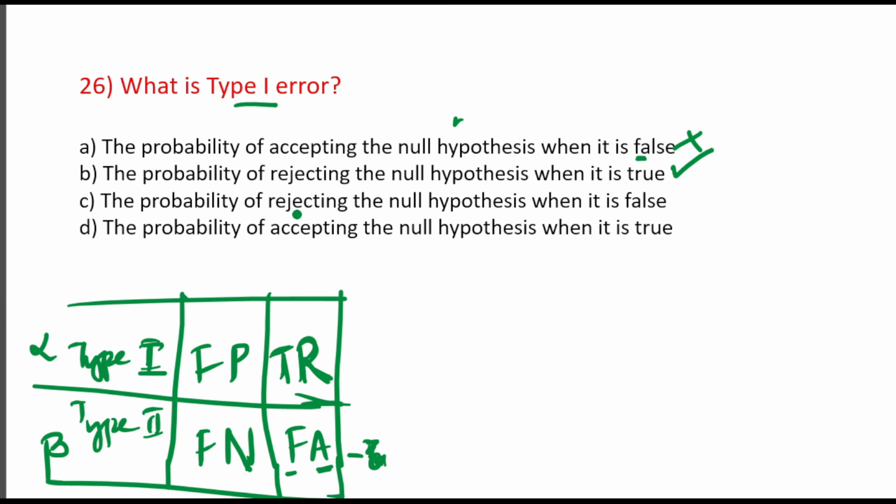Now let us see the other two options. The probability of rejecting the null hypothesis when it is false, but here it is true. So this statement itself is wrong. It is not possible. And then the last statement, the probability of accepting the null hypothesis when it is true is also not possible. So the answer for this question is the probability of rejecting the null hypothesis when it is true, which is seen in type 1 error.